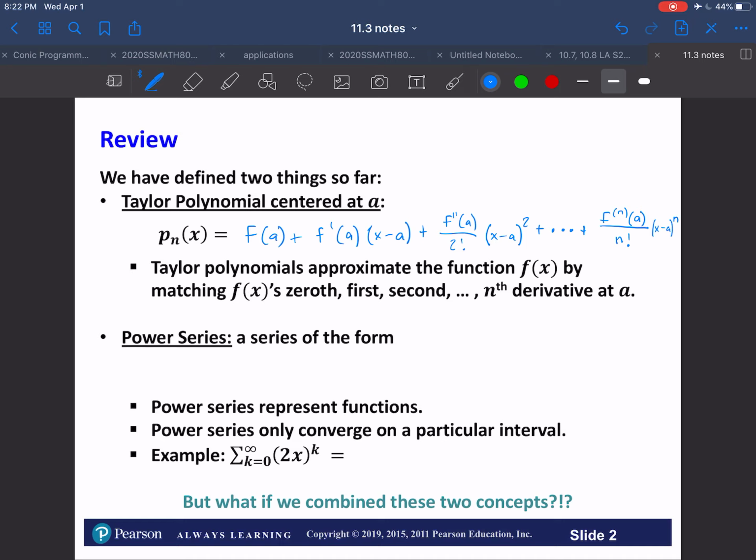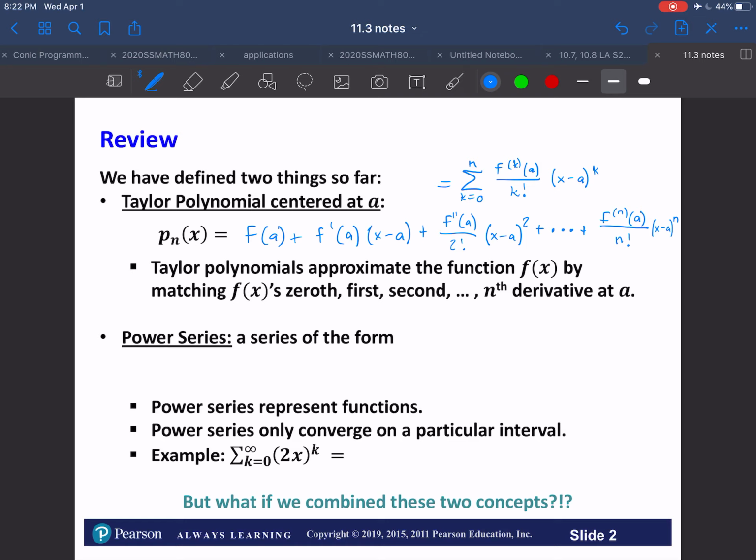This could be written a little bit more simplistically if we write it in summation notation. If we were to write this as the sum from k equals 0 to n of f^(k) of A divided by k factorial times x minus A to the kth power.